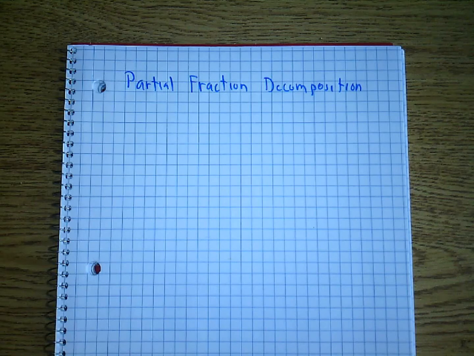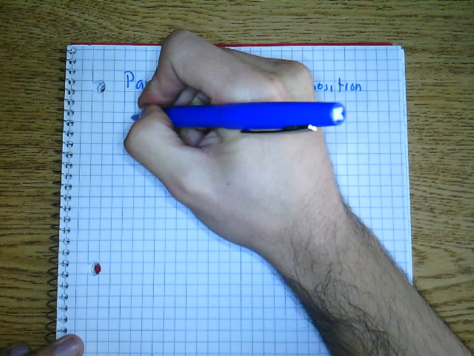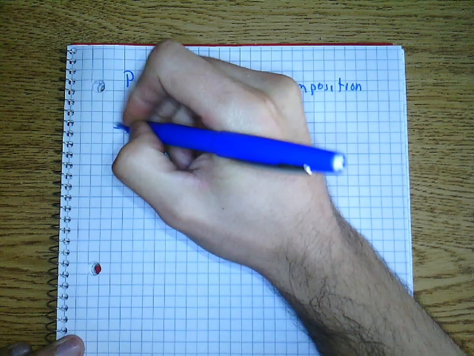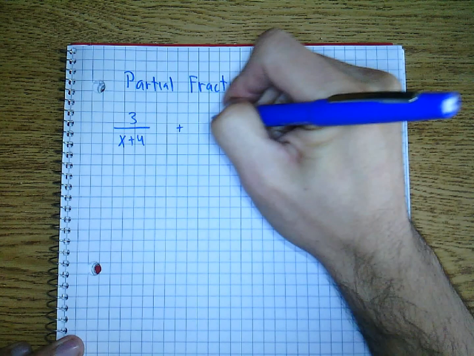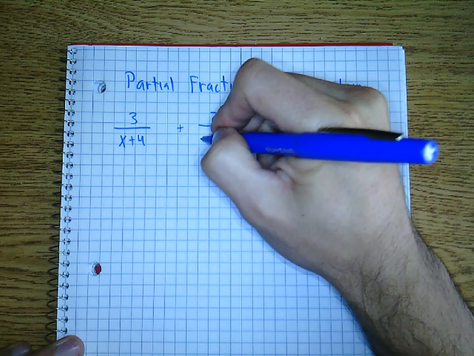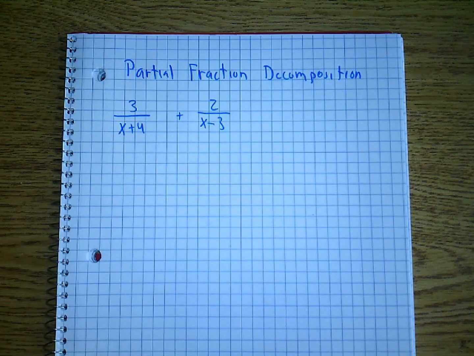So, in order for me to better explain what this means, I have to start with something that you already know how to do. Let's say that you have 3 over x plus 4 plus 2 divided by x minus 3. What would you have to do in order to solve this problem?